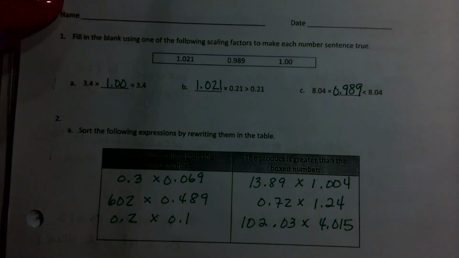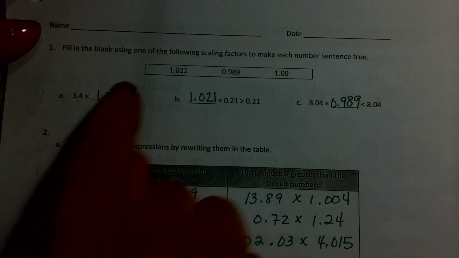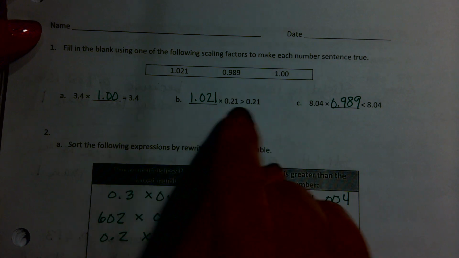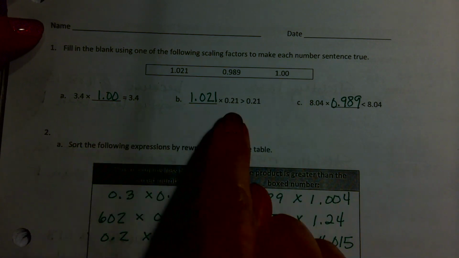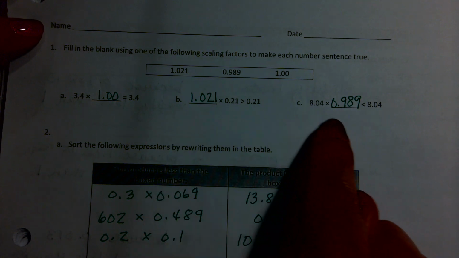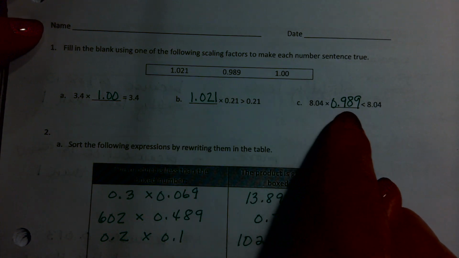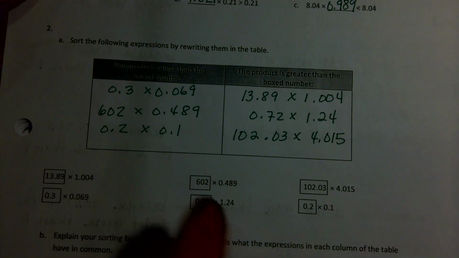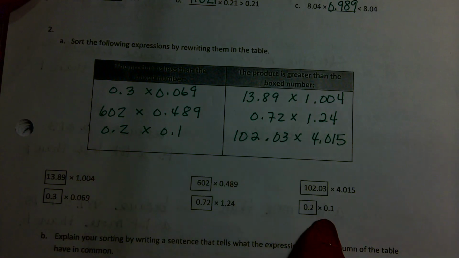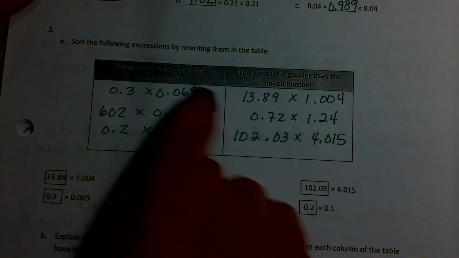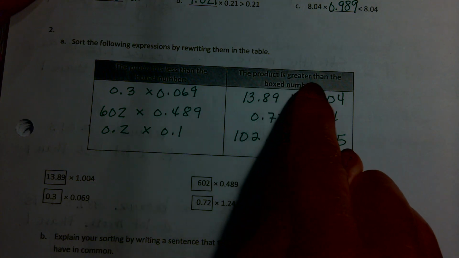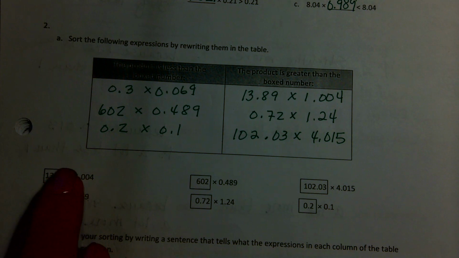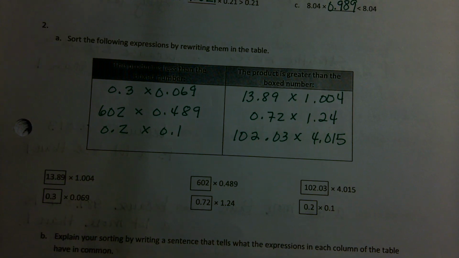All right, fill in the blank. You're supposed to use the numbers up here to fill in the blanks to make the number sentence true: 1, 1.021, 0.8989. Then you're supposed to take the numbers down here and place them in the box. The product is less than the box number. The product is greater than the box number. Here are the numbers that you were using.